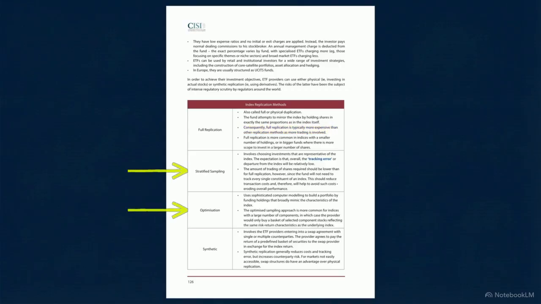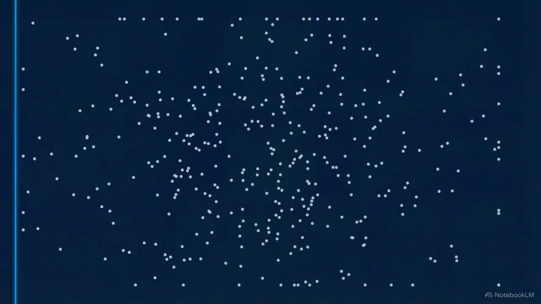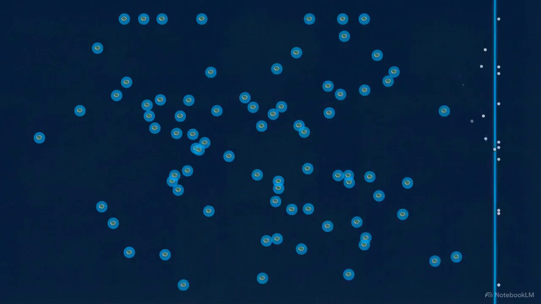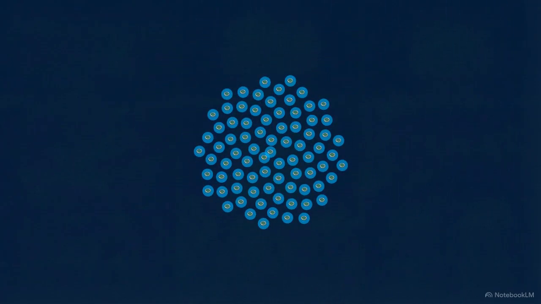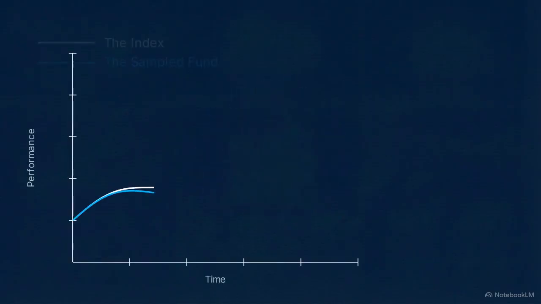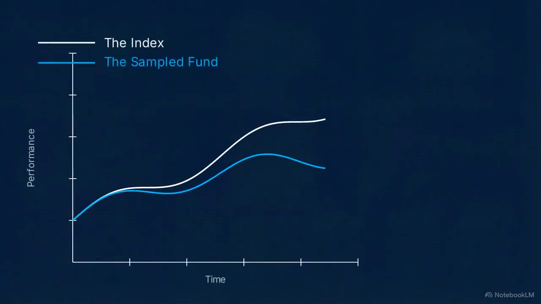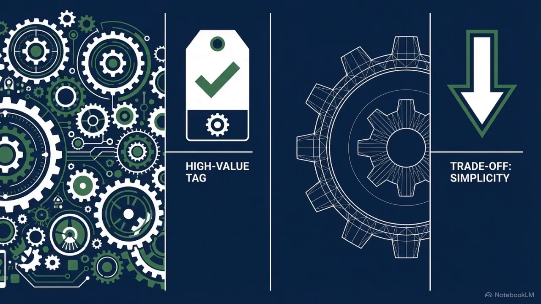To fix this, providers developed efficient alternatives, stratified sampling, and optimization. Funds use sophisticated computer modeling to select a representative basket of securities matching the broader index, drastically reducing daily trading. But holding only a sample causes a slight performance deviation from the actual index. That gap is known as tracking error. Physical replication forces a strict engineering trade-off. Investors choose between absolute, expensive accuracy and cheaper, modeled approximations.